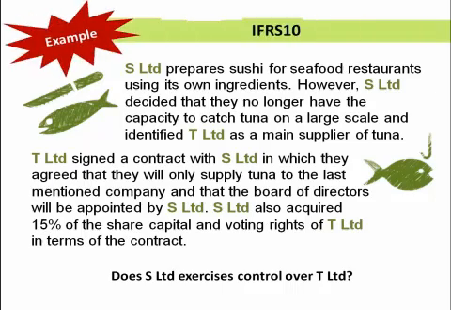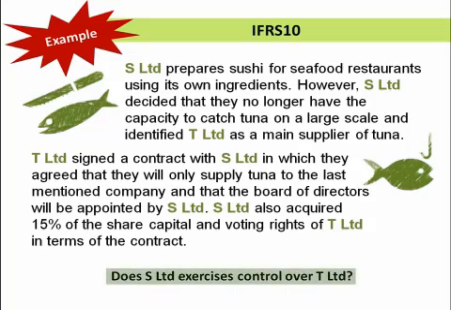S Limited prepares sushi for seafood restaurants using its own ingredients. However, S Limited decided that they no longer have the capacity to catch tuna on a large scale and identified T Limited as a main supplier of tuna. T Limited signed a contract with S Limited in which they agreed that they will only supply tuna to the last mentioned company and that the board of directors will be appointed by S Limited. S Limited also acquired 15% of the share capital and voting rights of T Limited in terms of the contract. Now the question is, does S Limited exercise control over T Limited?